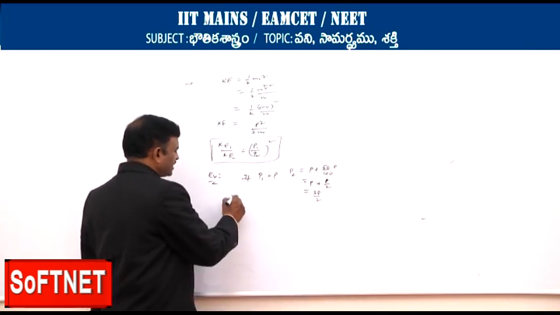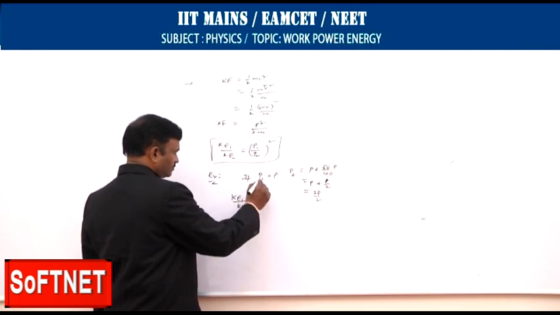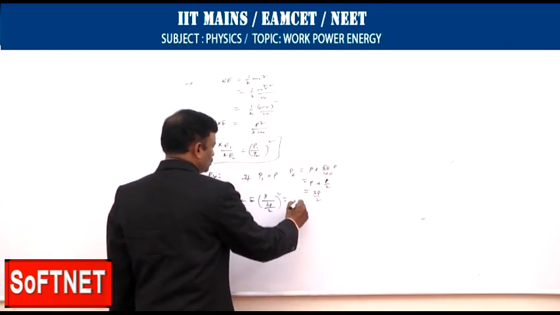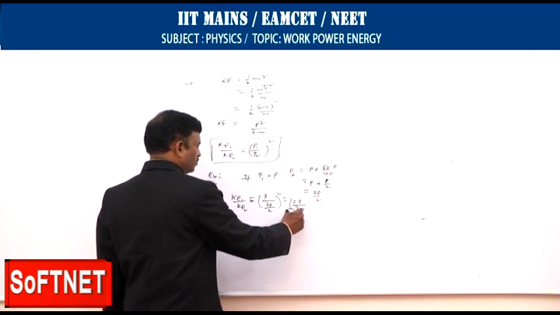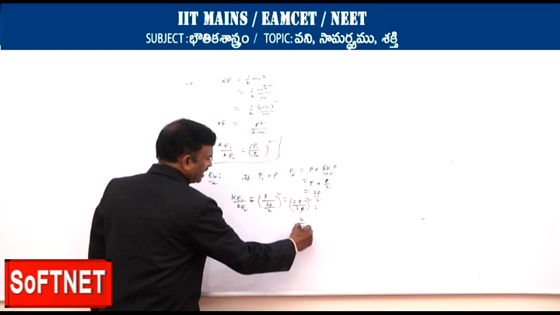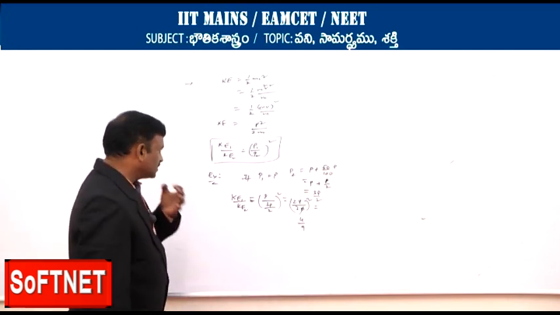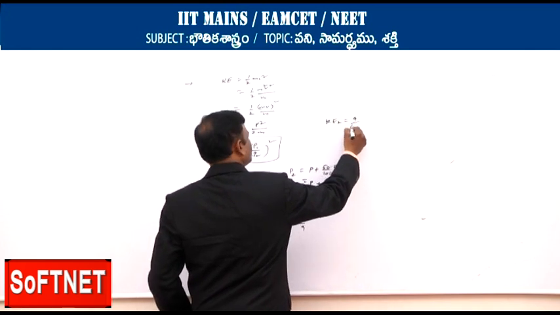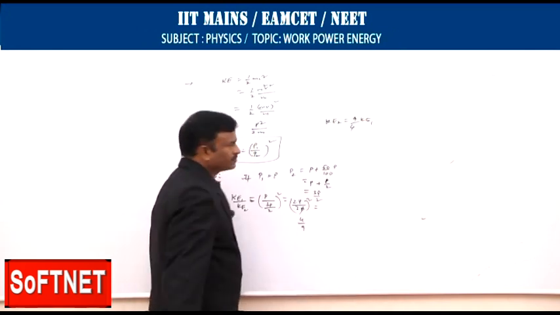Now let us take the kinetic energy ratio KE1 by KE2 is equal to P1 is P, P2 is 3P by 2, whole square, that is equal to 2P by 3P whole square. P and P get cancelled, it will be 4 by 9, right. Next, KE2 is equal to 9 by 4 times KE1.